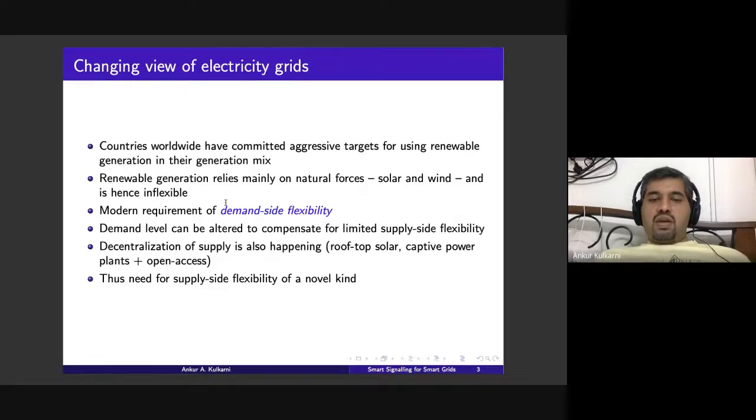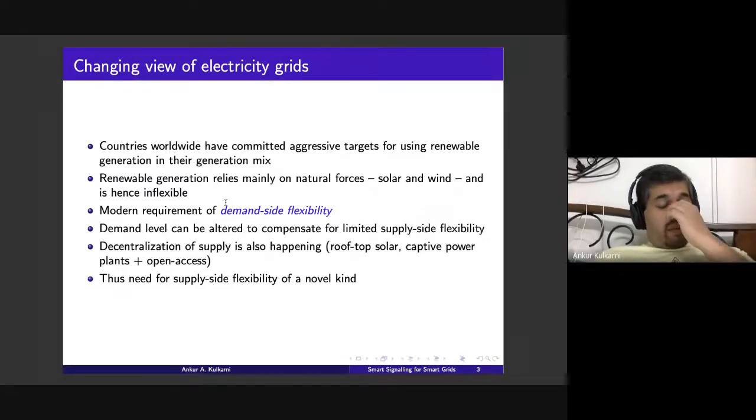The hope is that demand level can be altered to compensate for limited supply side flexibility. How exactly this is to be done is a different matter, but this is currently the view, and I'll come to how exactly these things are to be achieved.